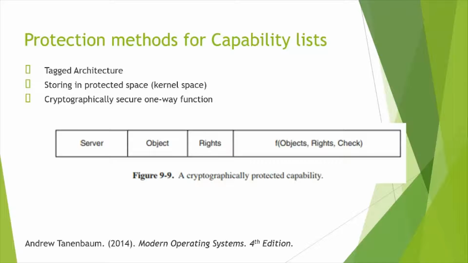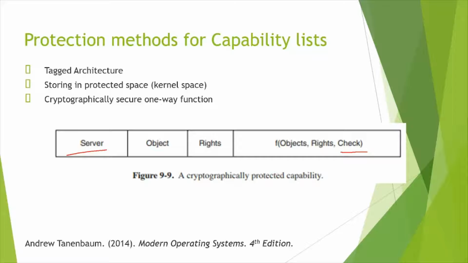And the third and sort of best way to manage these capabilities is using something called a cryptographically secure one-way function. The basis of this function is that even if someone knows all of the other fields except for the check key, then they can't solve the function. How this is implemented is the remote server creates a capability for an object, and it generates a random number, and that's called the check key.